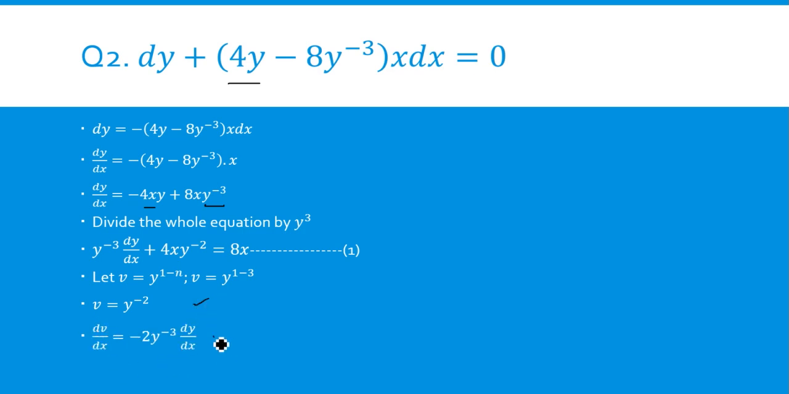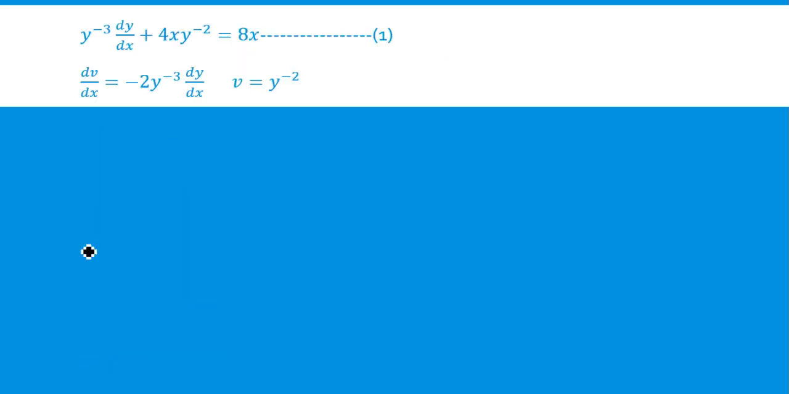We just put these two values in the first equation. How? See, we have this in the equation, so this minus 2 is extra, so we divide dv by dx by minus 2, that is 1 by minus 2, or minus 1 by 2. Now we put the values in the first equation. I've just written the three equations, the values which we have to put in the first equation. And after putting in the values, we get minus 1 by 2 dv by dx plus v into 4x here.